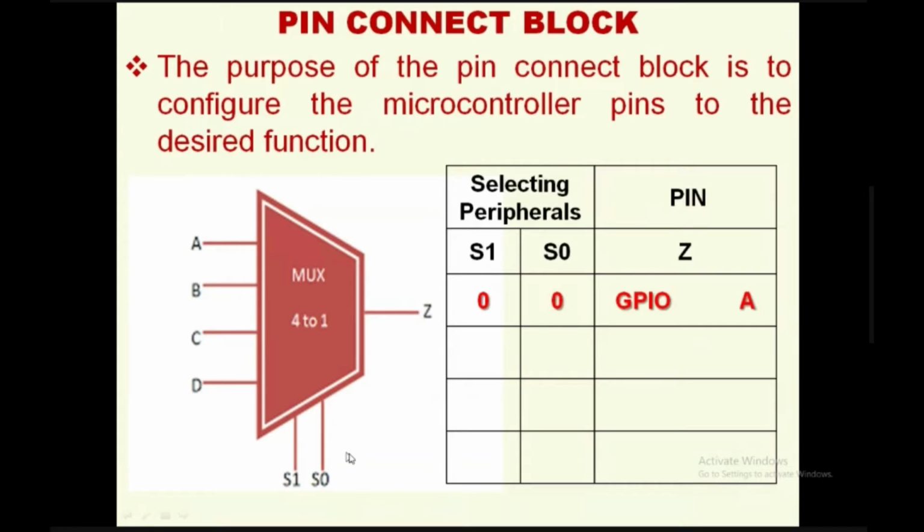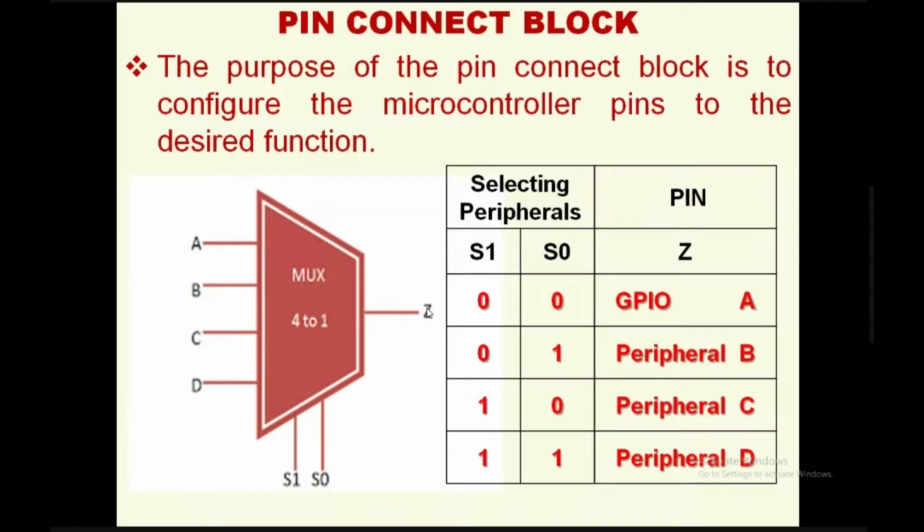So when S1, S0 is 0, 0, A is connected to Z, so it acts as a GPIO. When S1, S0 is 0, 1, the peripheral B output will come to the Z. When it is 1, 0, peripheral C comes to the Z. When it is 1, 1, peripheral D will come to the Z. That is how it works, as we all know very well.